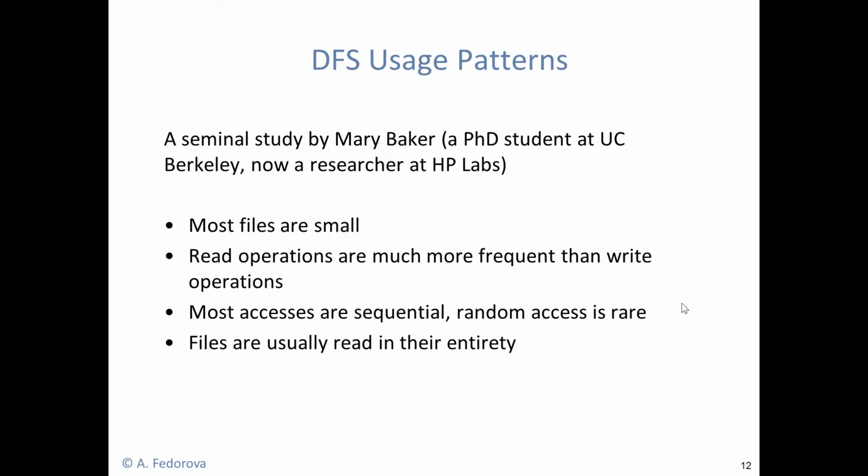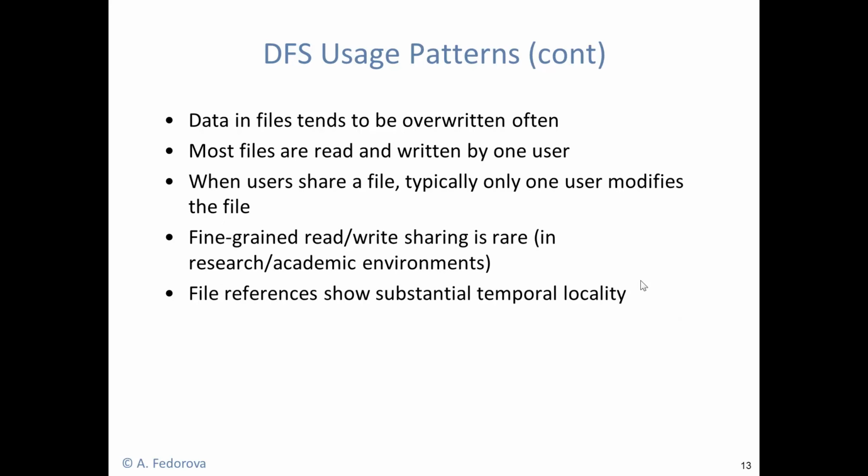Most files are small, and read operations are much more frequent than write operations. Most accesses are sequential, random accesses are rare, and files are usually read in their entirety. Data in files tends to be overwritten often, and most files are read and written by one user. And when users share a file, typically only one user modifies the file. Fine-grained read-write sharing is rare, and file references show substantial temporal locality, meaning that if you access data in a file, you're very likely to access the same file again very soon.